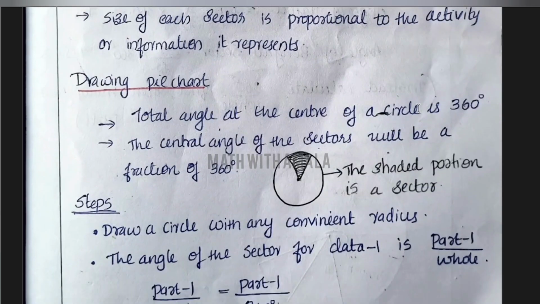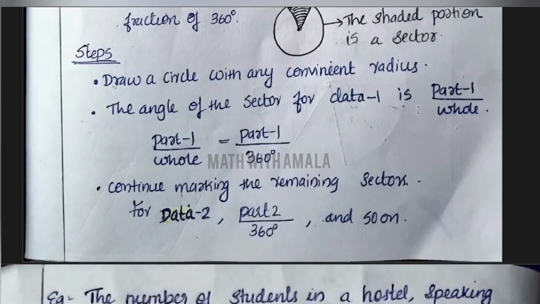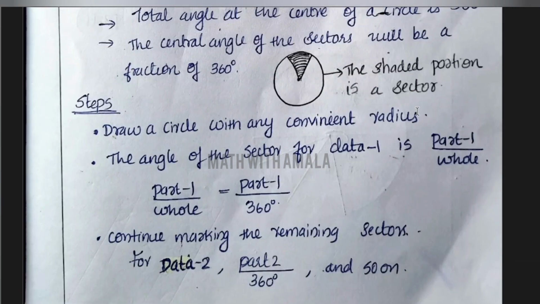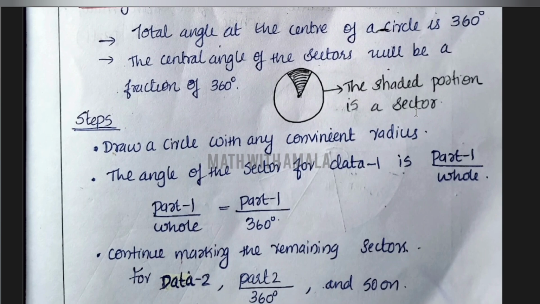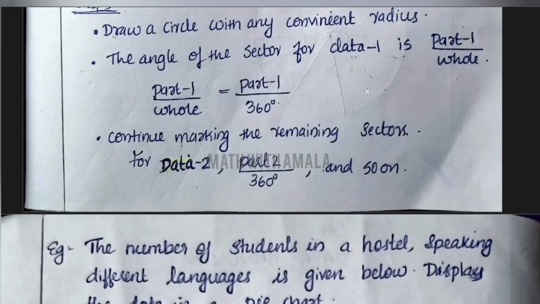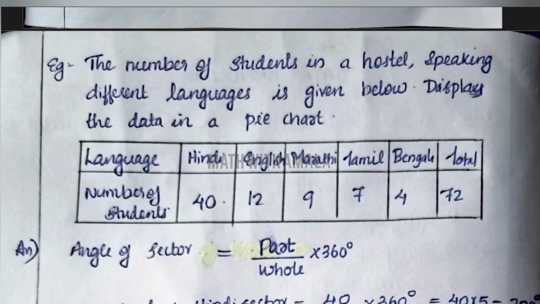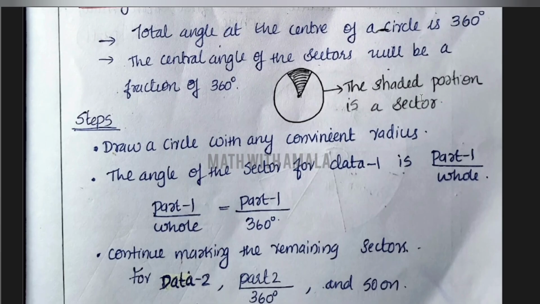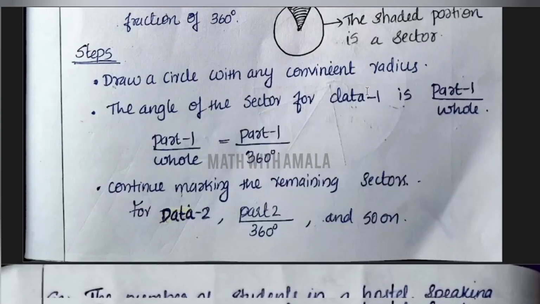In the circle graph, you can see that it is always represented inside a circle. It will not go outside. And the steps to do this are: draw a circle with any convenient radius. Then the angle of the sector should be marked. A sector means that shaded portion. For data 1, the fraction is part 1 by whole, the complete whole. So part 1 by whole is equal to part 1 by 360, which is always 360 degrees. By continuing the procedure, we can represent data 2 like part 2 by 360 degrees, and so on.